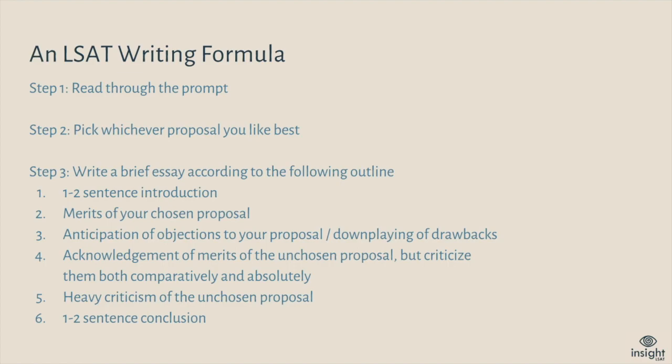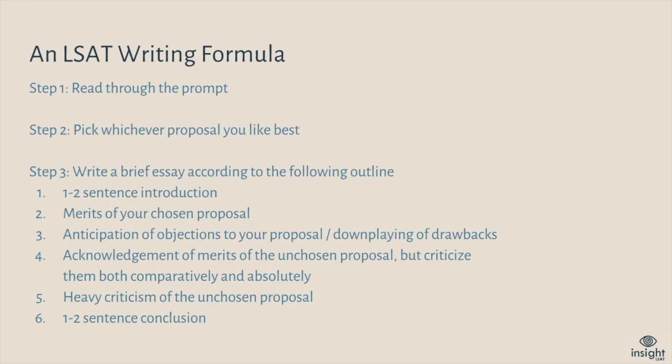In the fourth paragraph, you want to acknowledge that there are also merits of the other proposal. Remember, you're trying to be pretty fair here while still being convincing. So you acknowledge that there are merits in the other proposal, but then criticize these merits. Yeah, there's something good about that other proposal, but it's really not that good. And this other consideration, when you think about it, means that merit's really not all we thought it was anyway. Right? And furthermore, it's not as good as my proposal, right? So you want to criticize both comparatively and absolutely.